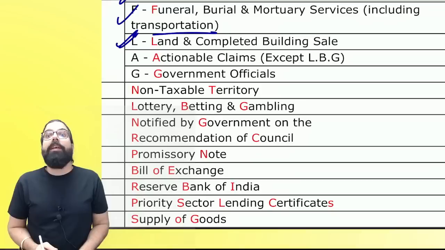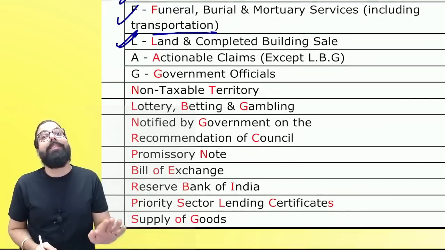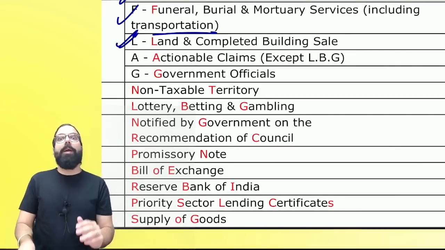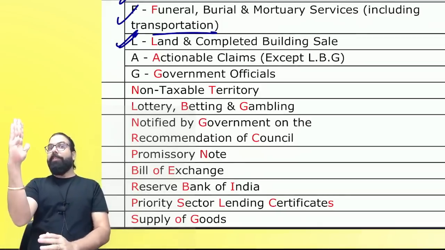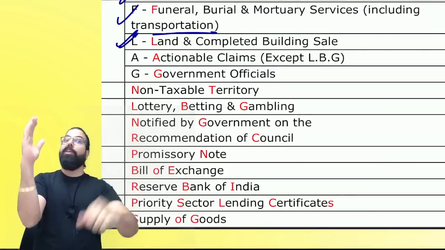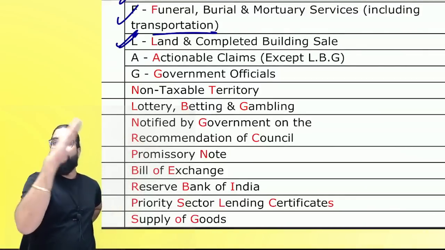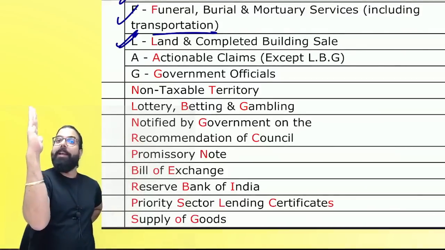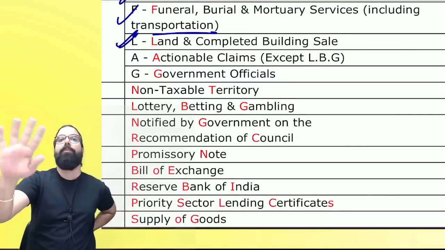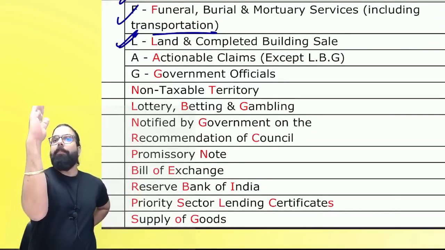Then the next one over here is sale of land. Land is not a service, but sale of land and completed building. What do you mean by completed building, everyone? One is completion certificate, one is first occupancy. You have to see whichever is earlier. Any amount, complete amount received after this, then it is sale of completed building, neither supply of goods nor supply of service.